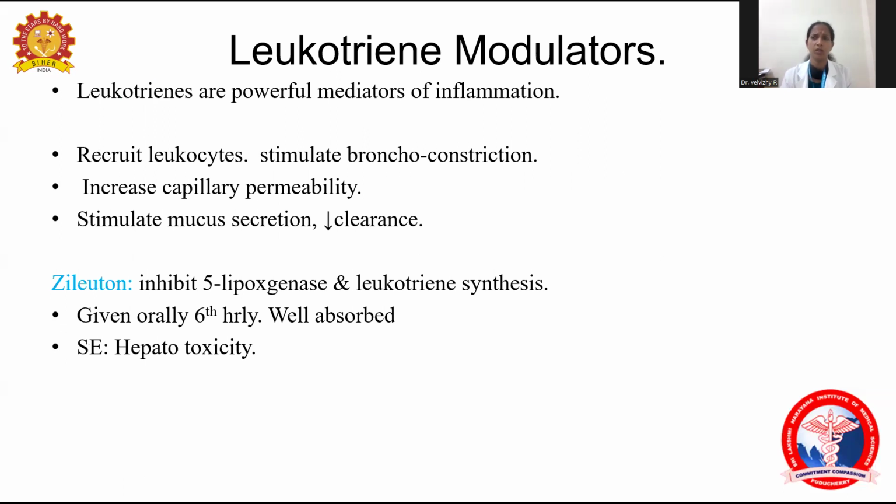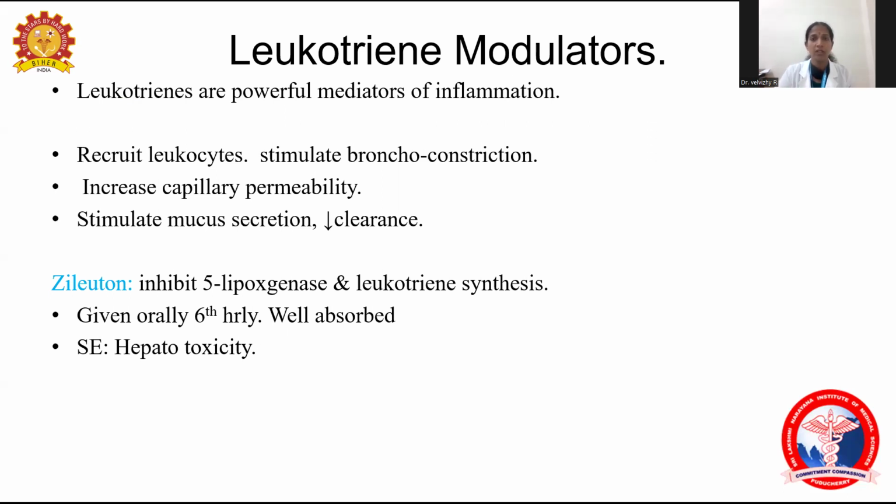So what are leukotriene modulators? As I told, the arachidonic acid pathway will enter into the prostaglandin and leukotriene pathways. From the leukotriene pathway, all these leukotrienes are synthesized. We have two groups of drugs which will block the leukotriene pathway. One is zileuton. Zileuton will inhibit the 5-lipoxygenase enzyme. When this enzyme is inhibited, leukotriene synthesis itself will get blocked. It was given early, but it is not used because of severe side effects like hepatotoxicity.